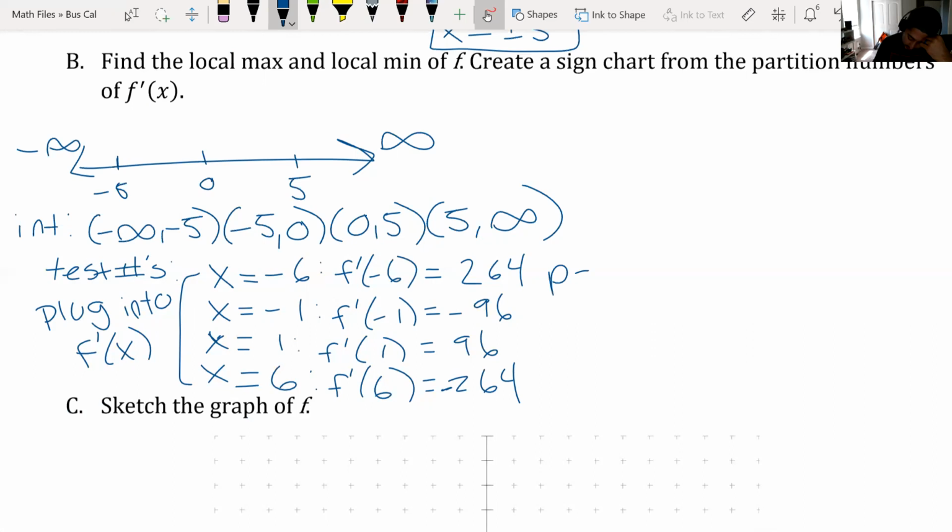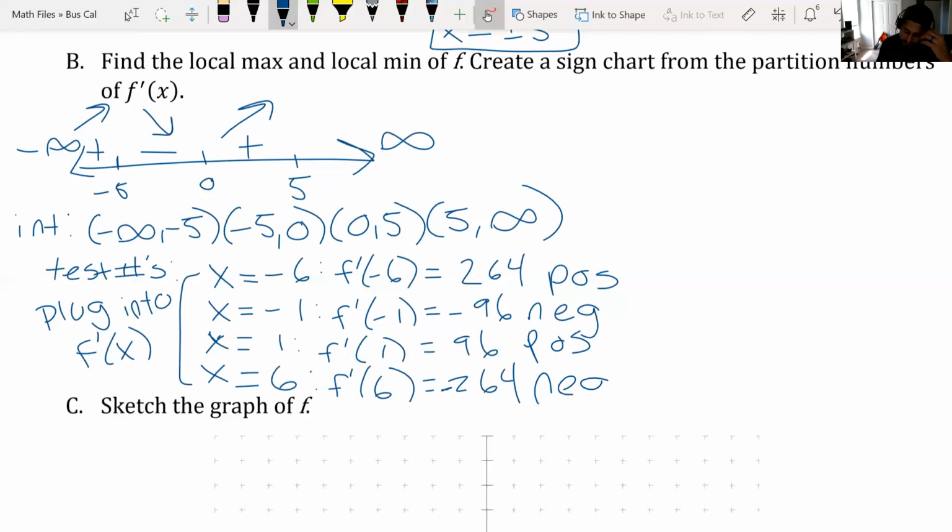Okay, let's look at our numbers. Very first one is positive. So from negative infinity to -5, positive, increase. Next number is negative. -5 to 0, negative, decrease. Next is positive. 0 to 5, positive, increase. And then last one is negative, so negative and decrease. There you go. Almost done.